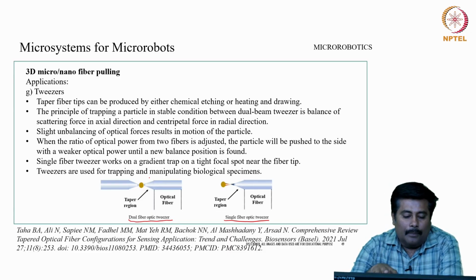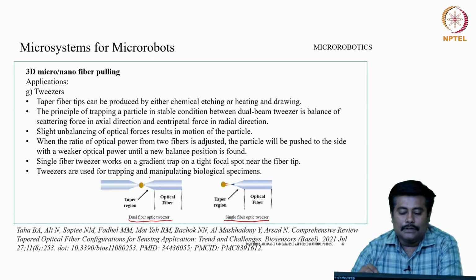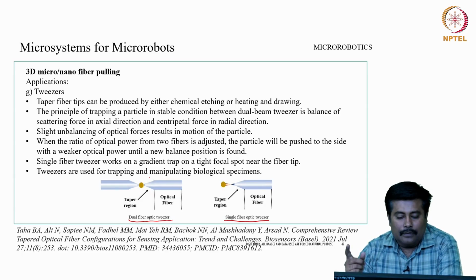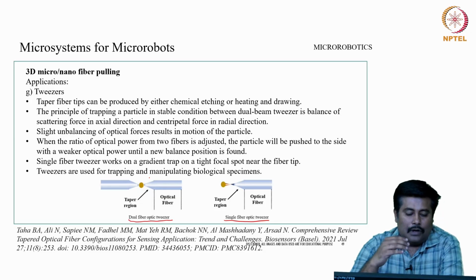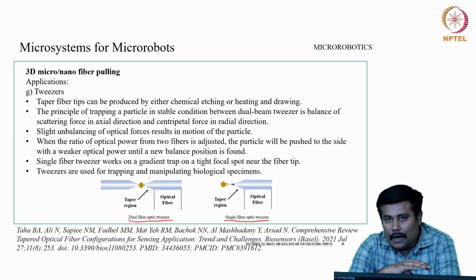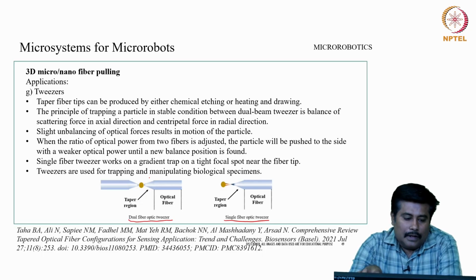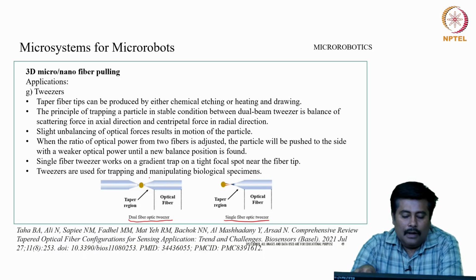The principle of trapping a particle in stable conditions between a dual beam tweezer is the balance of the scattering force in the axial direction and a centripetal force in the radial direction. When there is a slight unbalancing of these optical forces, this results in a motion of the particle. So, when the ratio of the optical power from the two fibers is adjusted, the particle will be pushed to the side with the weaker optical power until a new balanced position is formed.